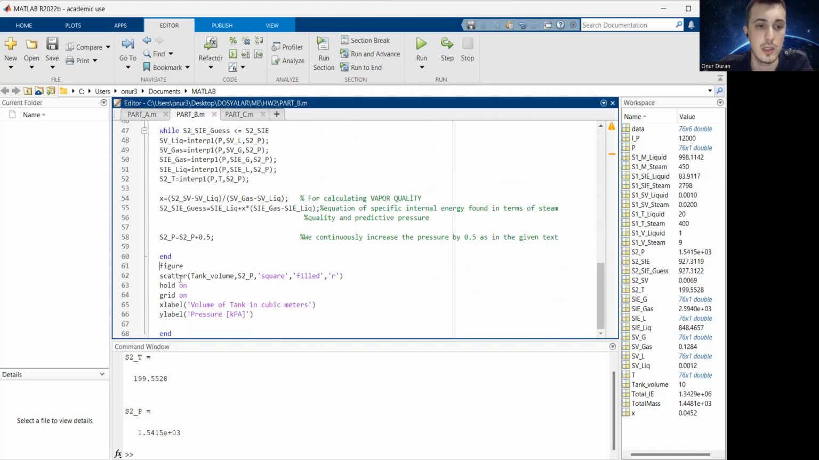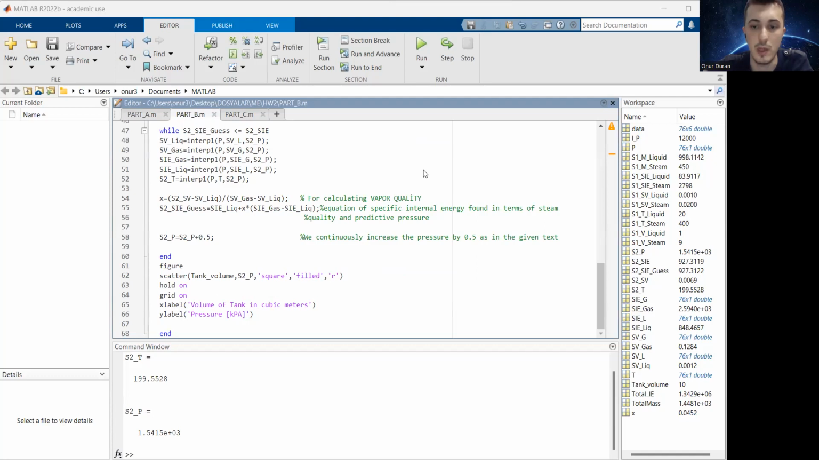I use the scatter function. I see filled squares in the red color. I want to see red color, that's why I write R in here. I named the X label and Y label. I will show the results for part B. Part B results in here.